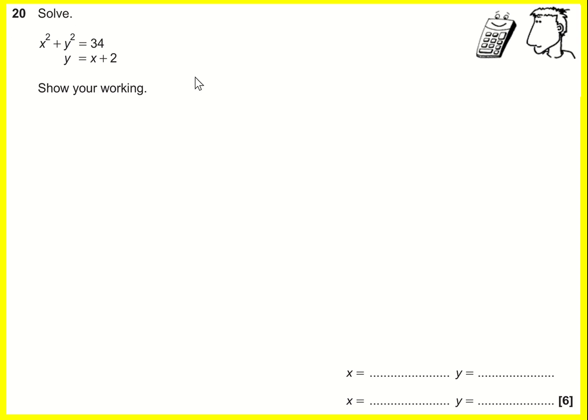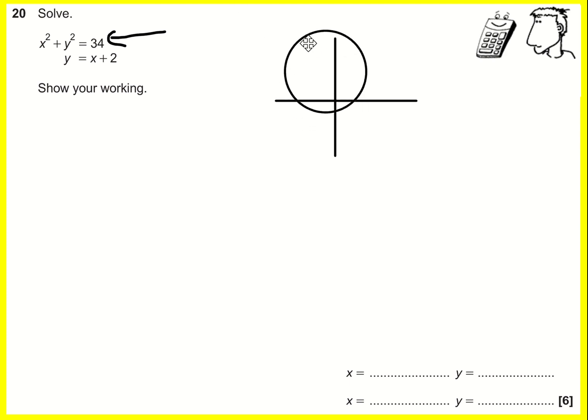Here we've got simultaneous equations involving quadratics. So before I dive straight into the solution, let's think about what's actually going on here. Well, the top equation is actually the equation of a circle. If you were to sketch it, it would be a circle centered on the origin, and it would have radius of root 34. That's not essential, but it's useful to know that that's what it looks like.